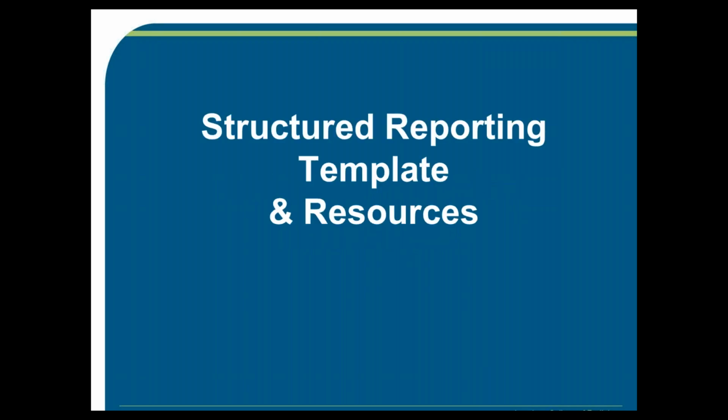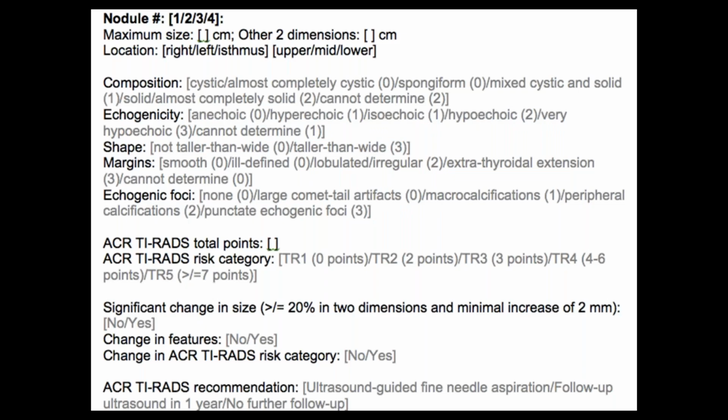So now with that, you might be wondering, how do I put this in practice? How do I start? And the first step is to use a structured reporting template. As I mentioned, I am running a multi-center study with a registry, and so I wanted to show you what template we're using for our study. This is a template, and all of this is for just one nodule. We'd be describing the nodule number, the maximum size, the other dimensions, and the location.